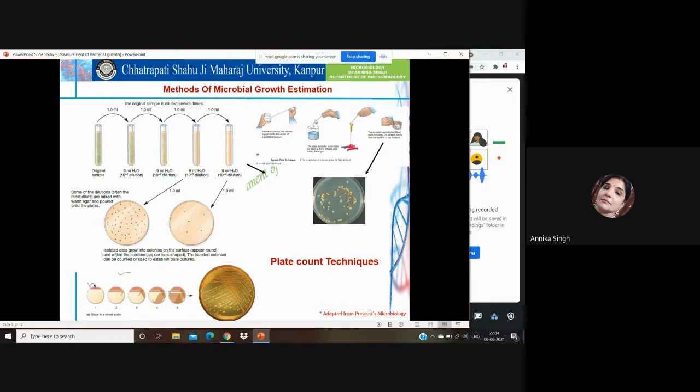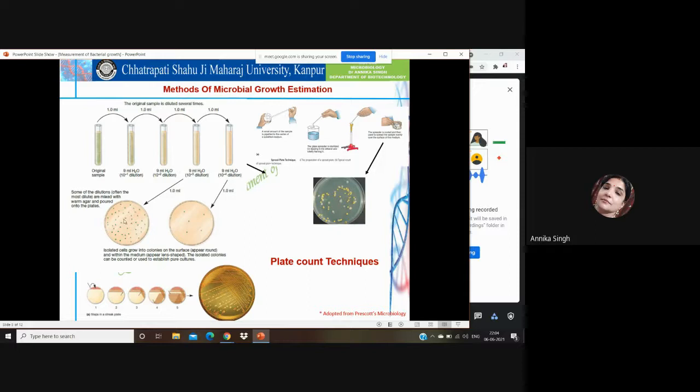This can be of metallic or glass, and this spreader first is dipped in a 70% alcohol, and then it is sterilized through direct flaming method. After direct flaming, this spreader is cooled down so that it can use to evenly spread the cell from this serially diluted sample onto an agar medium plate. So when this L-shaped spreader is used, this method is known as spreading method.